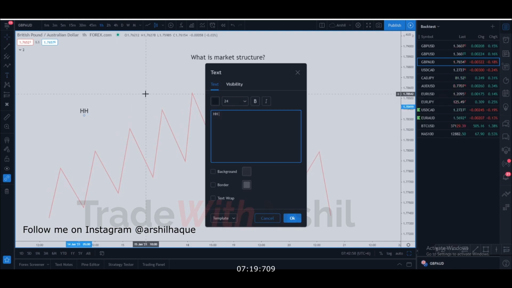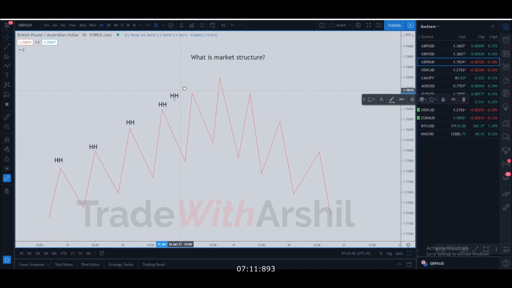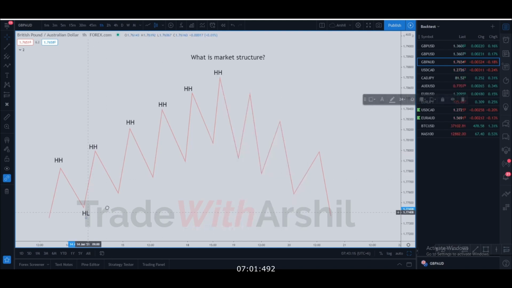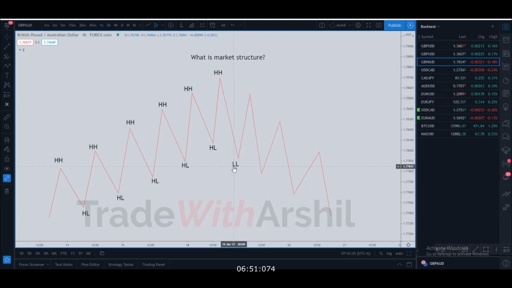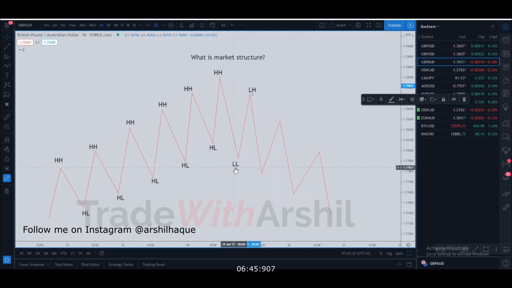Just to give you the example, over here is a higher high, higher high, higher high. And over here, higher low, higher low, higher low, higher low. Again, another one. And this is a lower low. When a lower low forms, that's when the market structure is shifting. Then a lower high forms, and this is basically what it forms.